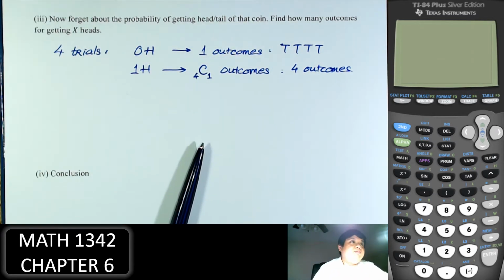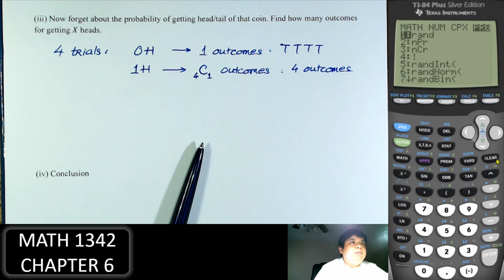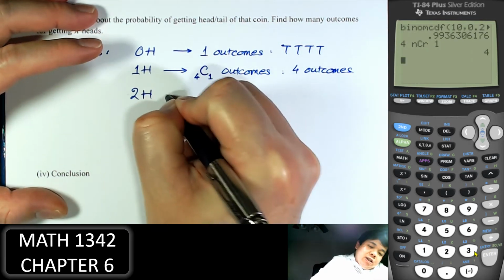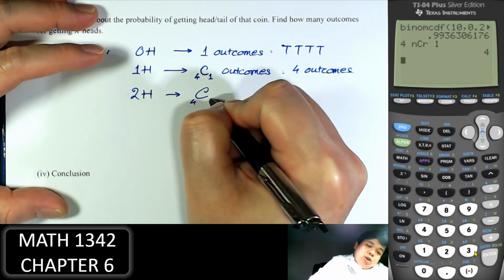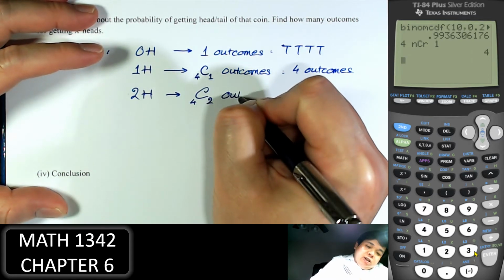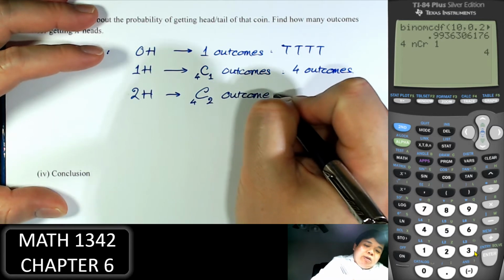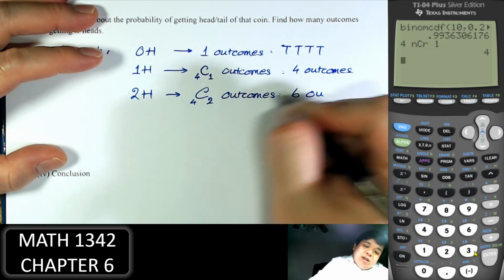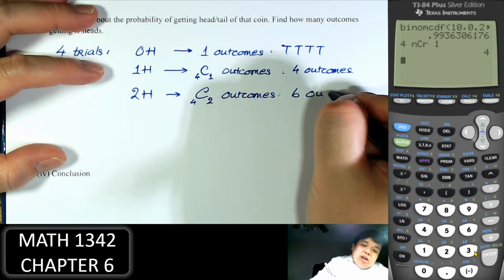Of course, because we're going to pick 1 out of 4, so that's 4. Now if we have 2 hats, we're going to pick 2 hats out of 4. Pick 2 out of 4 to be hat, and so that will give us 6 outcomes.